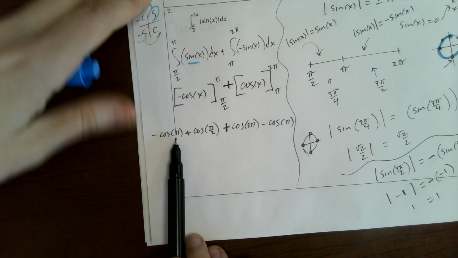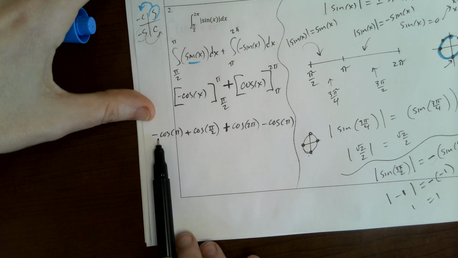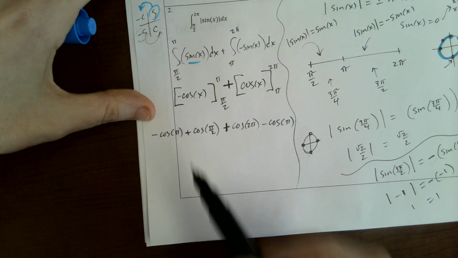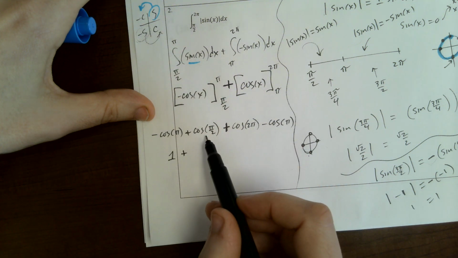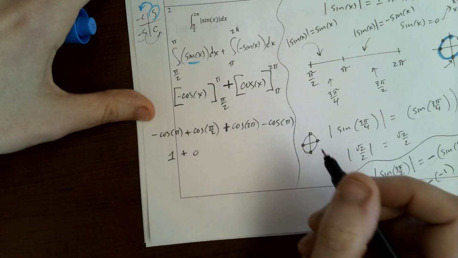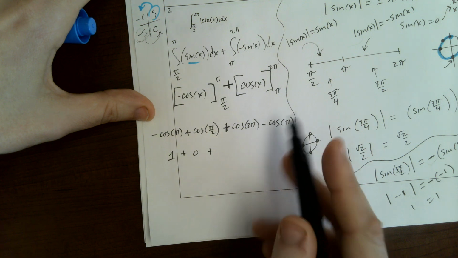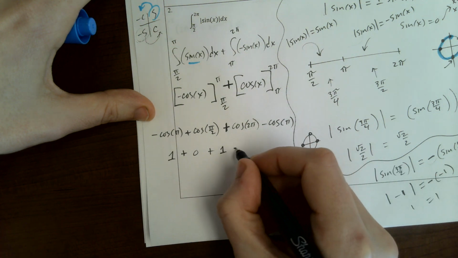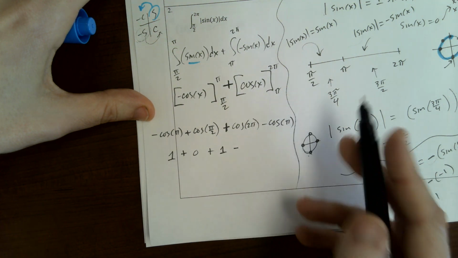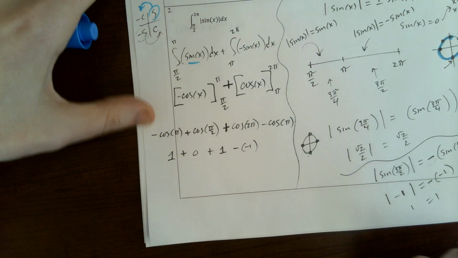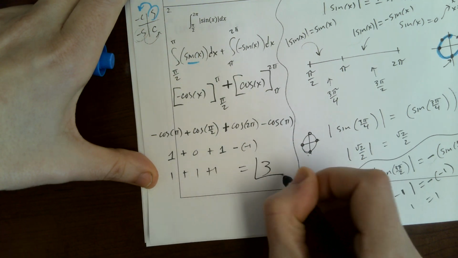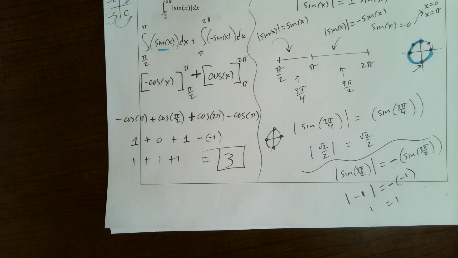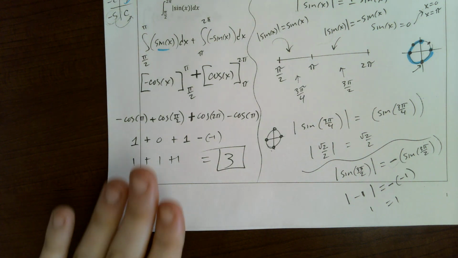So cosine of pi is -1. So this is a -1. So that's a +1 plus cosine of pi over 2, that's 0, plus cosine of 2 pi, that's 1, minus cosine of pi is a -1. So 1 plus 1 plus 1 is 3. What a nice number. Okay, so there it is, guys.